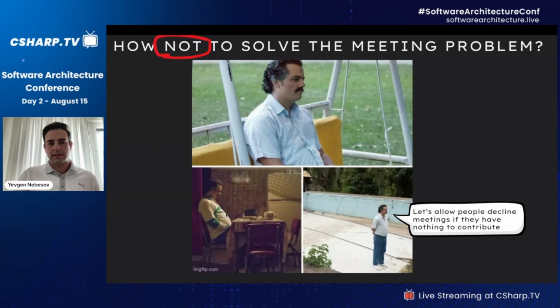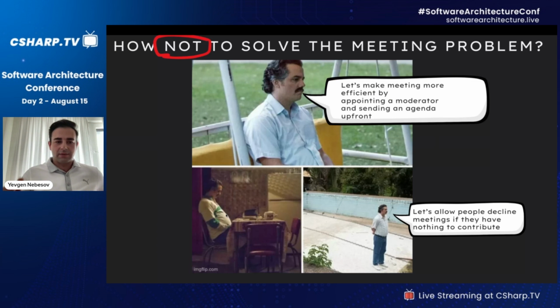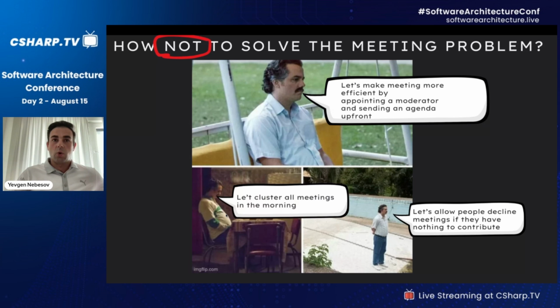For example, let's take the meetings problem. If a project has too many meetings, then it doesn't make any sense to make the meetings more efficient. Like there are common policies. Let's allow people to decline meetings if they have nothing to contribute, or one can make meetings more efficient by appointing a moderator, or one can cluster all meetings in the first part of the day, because it makes the meetings more efficient, but it will not solve the mess which creates the meetings.